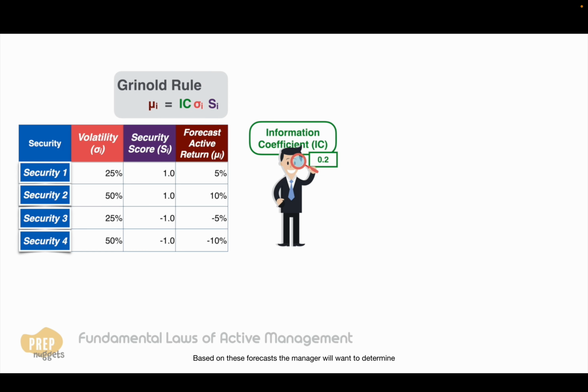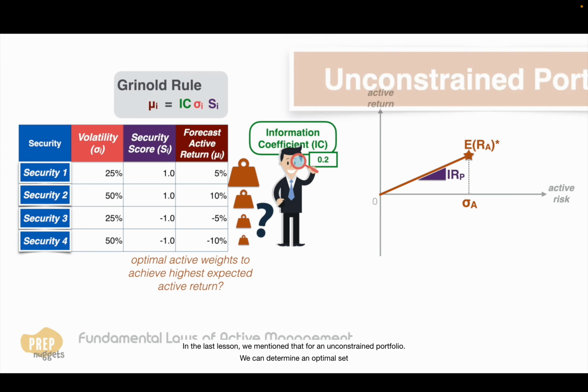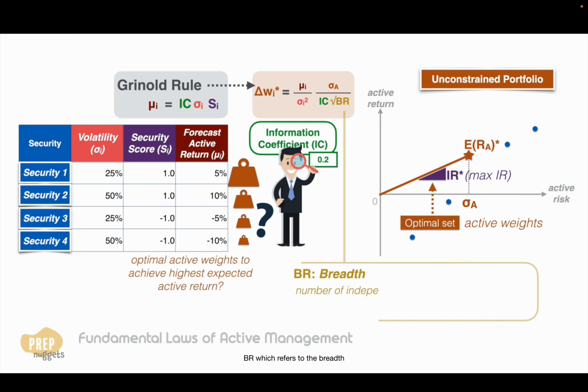Based on these forecasts, the manager will want to determine the optimal set of active weights to achieve the highest expected active return. In the last lesson, we mentioned that for an unconstrained portfolio, we can determine an optimal set of active weights for individual securities that maximizes the information ratio, given a particular level of active risk. And here comes another formula. Based on the Grinold rule, the optimal active weights can be calculated based on the expected active return and variance of the individual securities, the desired active return, the information coefficient, and BR, which refers to the breadth.